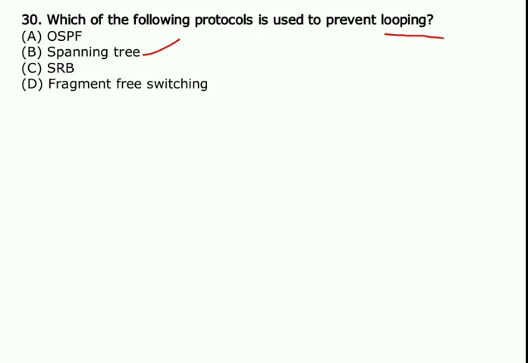Okay, so let us see each and every option here. So here, Open Shortest Path First is a routing protocol used for finding the shortest path for data packets in IP networks, and this is not used to prevent loops. We just find the shortest path between the source and the destination. So for finding the shortest path between source and destination, we will use OSPF.